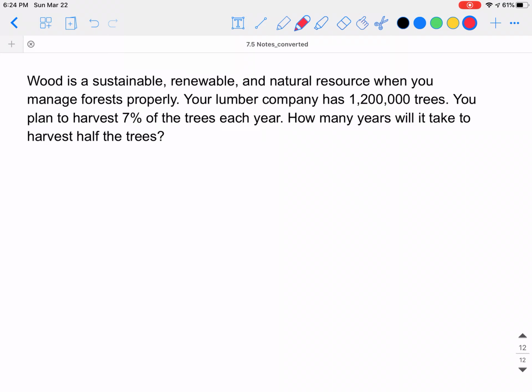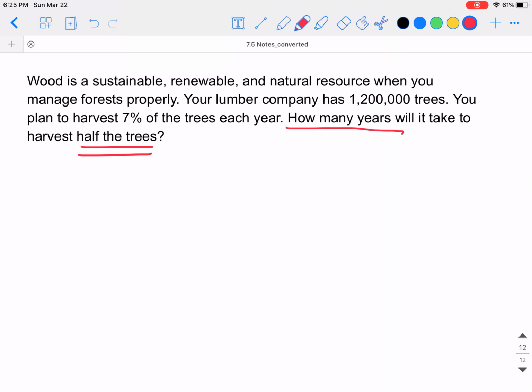Our word problem says, wood is a sustainable, renewable, and natural resource when you manage forests properly. Your lumber company has 1,200,000 trees. You plan to harvest 7% of the trees each year. How many years will it take to harvest half of the trees? So we're going to use an exponential equation to model this word problem and solve for how many years it's going to take to harvest half of the trees.